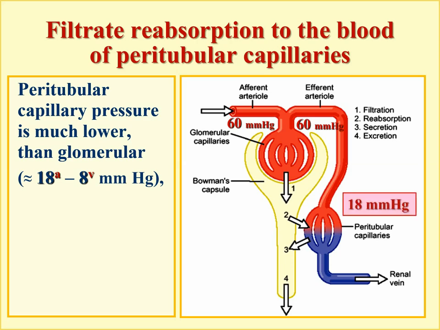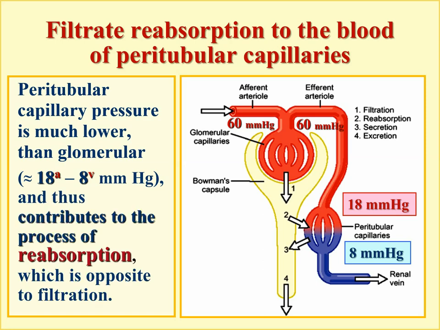At the arterial end of these capillaries it is about 18 millimeters, and at the venous end it's only 8 millimeters of mercury. So this low pressure contributes to an easy process of reabsorption. The substances can be taken into these capillaries easily because of their low pressure. But anyway, for many substances it requires active transport. Filtration occurs in the glomeruli, while reabsorption occurs in the peritubular capillaries. Also, there is the process of secretion, not shown in this picture, but you may remember that tubules, not all of them, but some of them, can secrete substances into the lumen.